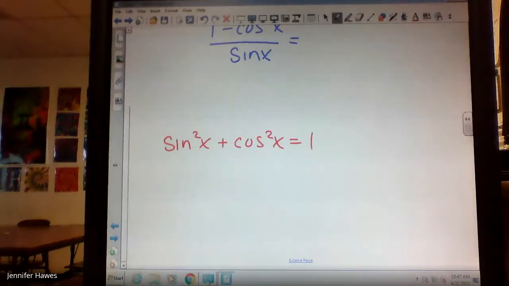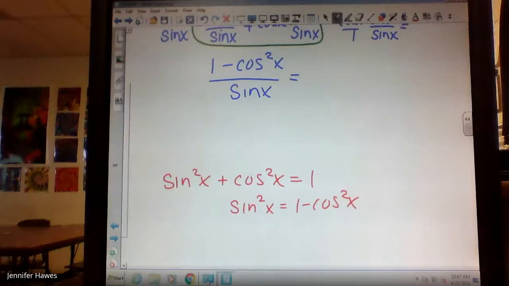Okay, so I know this, but up there I have 1 minus cosine squared. So what can I substitute in for 1 minus cosine squared? If I move this over there, it becomes what? 1 minus cos squared x. So wherever I see a 1 minus cos squared, it's a sine squared x over sine x, which is just sine x.